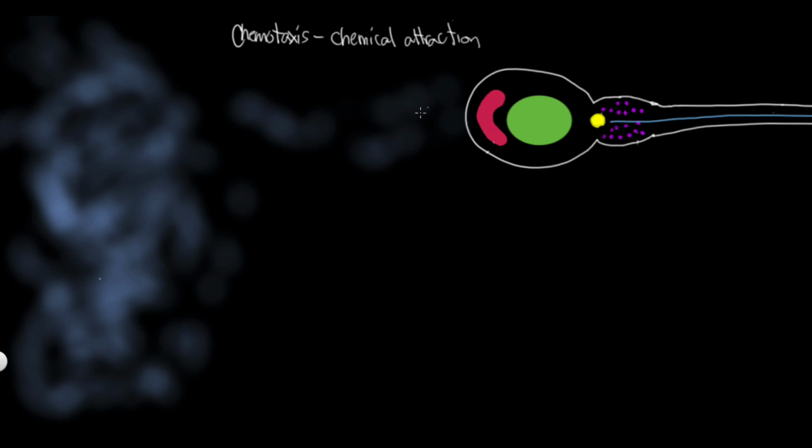And it turns out that there are receptors on the surface of the head of the sperm here that are specific for this particular chemical. I'm not drawing them just for clarity's sake. There's receptors for the chemoattractant released by the egg cell.